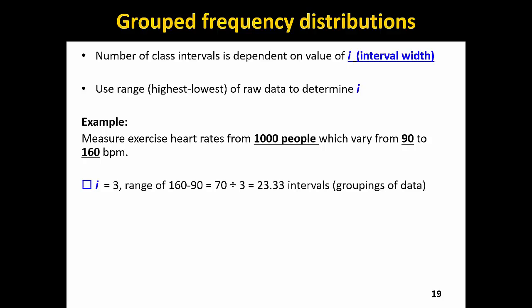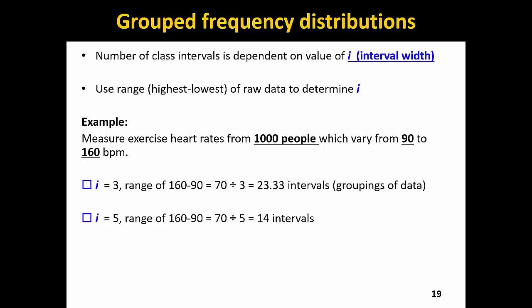So we compute the range, which is the highest value observed, 160, minus the lowest value observed in the raw data, which is 90. That equals 70. We then divide that by I, in this case 3, and that gives us 23.33 intervals or groupings of data. And recall, our goal is to end up with somewhere between 10 and 12 unique intervals. So 23 is too high here.